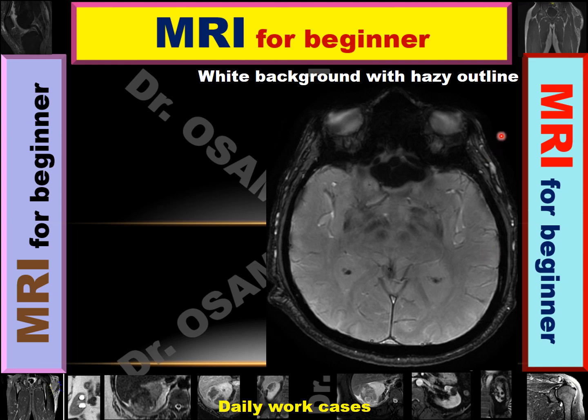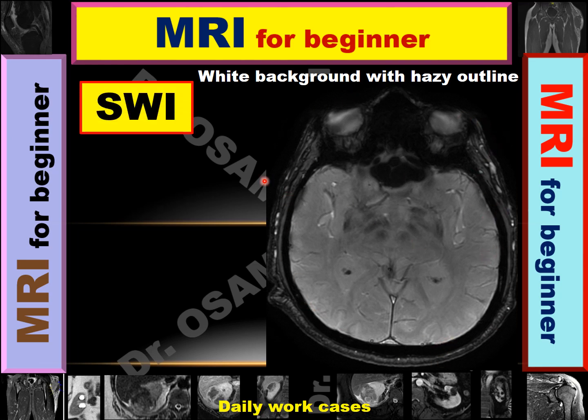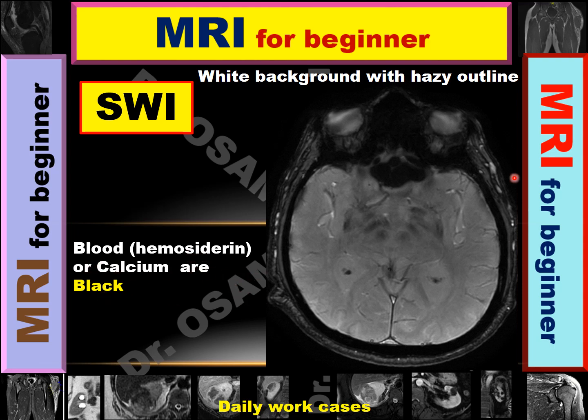Again, white background with hazy outline, so this is the susceptibility weighted image, sometimes called T2 star or gradient echo. In this sequence we can detect blood products as hemosiderin or calcium as black dots within this white background, like these dots which appeared black, and this represents calcium within the choroid plexus in the lateral ventricle.